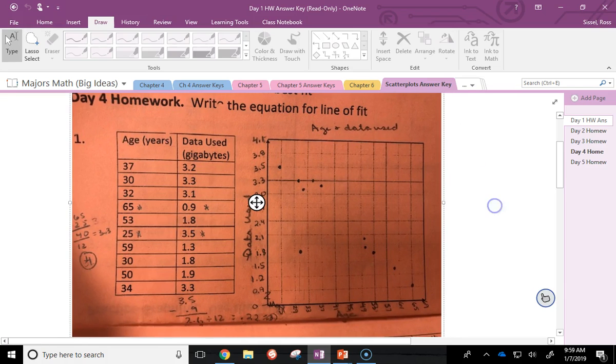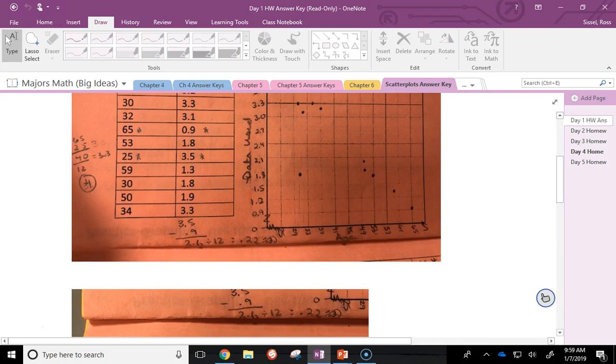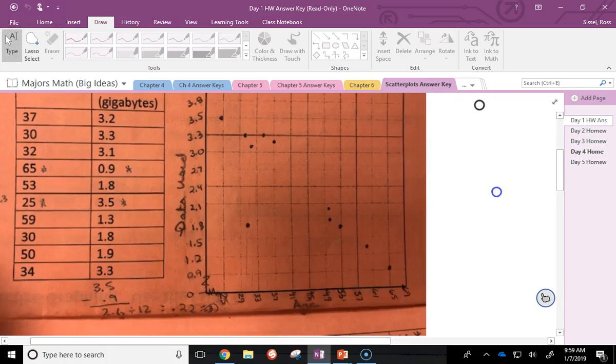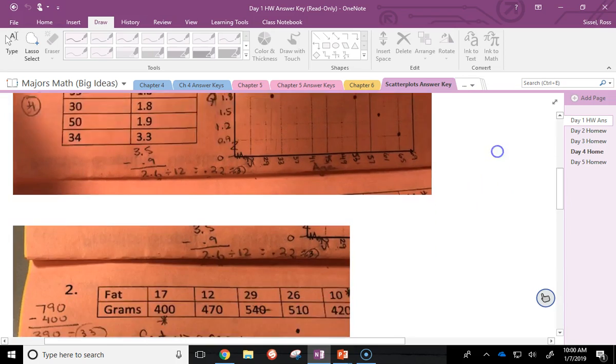Next step, we needed to put a title on our graph, age and data used. We did a label, which was data used, and at the bottom, it should have said age. And then you should go ahead and put all these coordinate points on it. Your graph on number 1, if you look at your coordinate points, should have looked similar to my number 1.